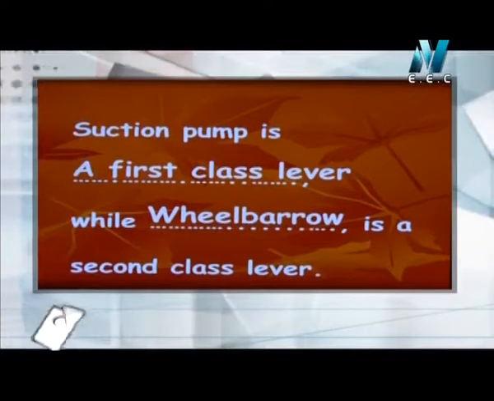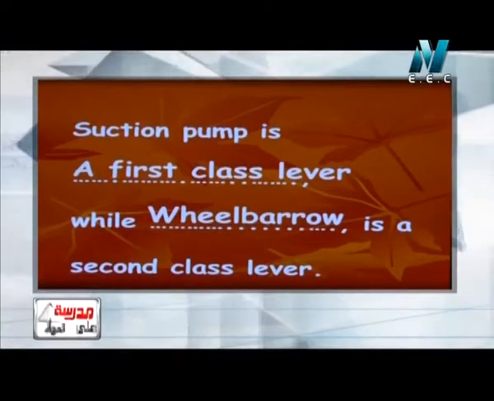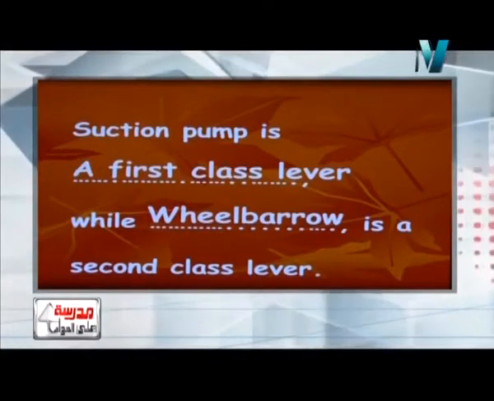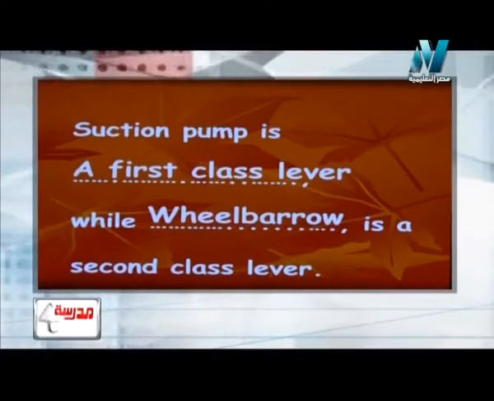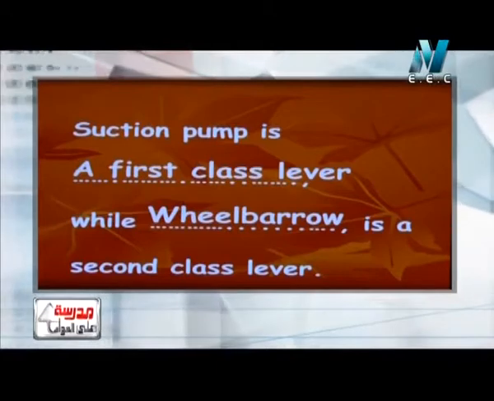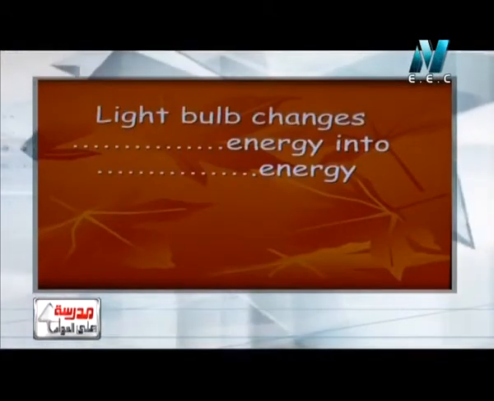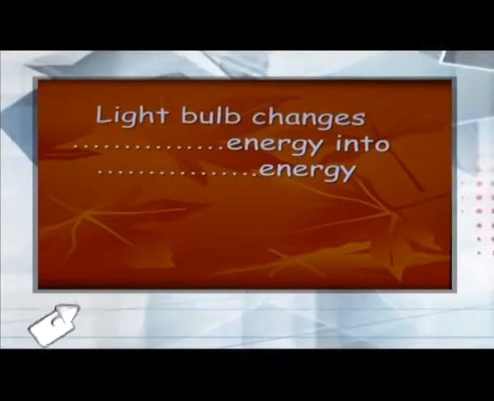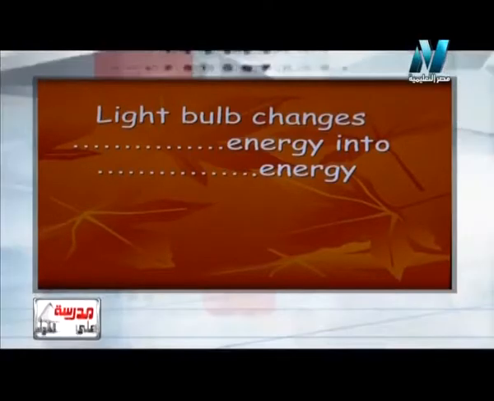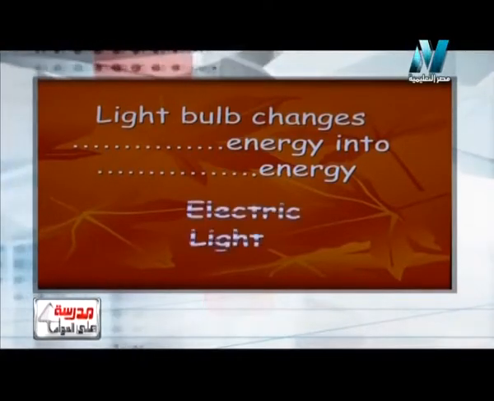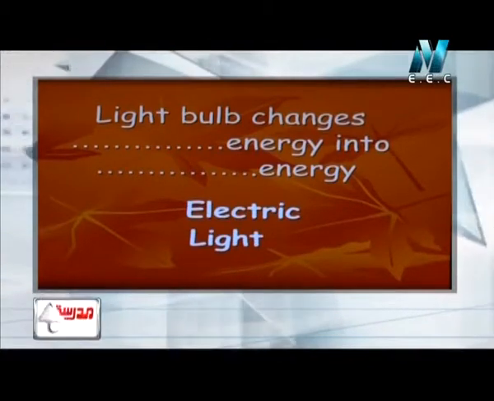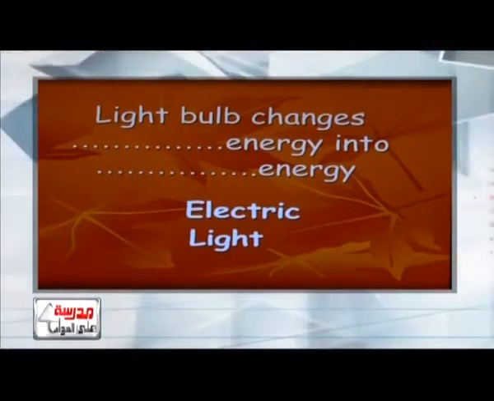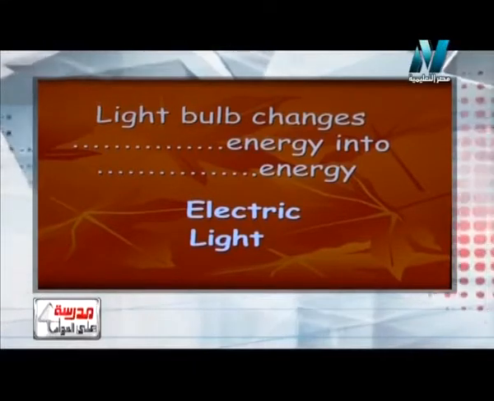We know that the second class lever is the best type. Why? Give reason: because the second class lever always saves effort. Another question. Light bulb changes point energy into point energy. Light bulb changes electrical energy into light energy.